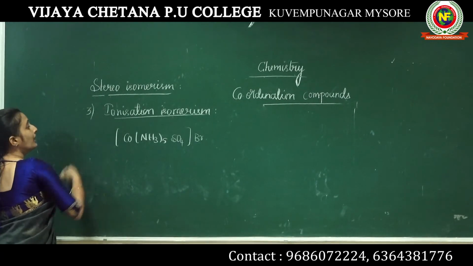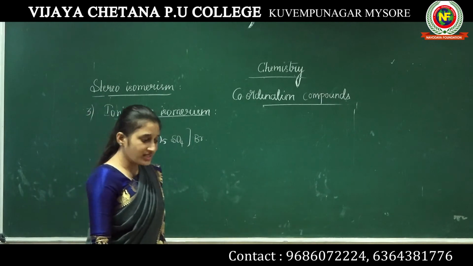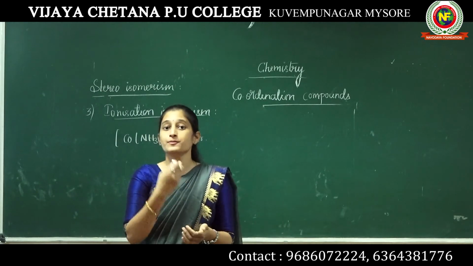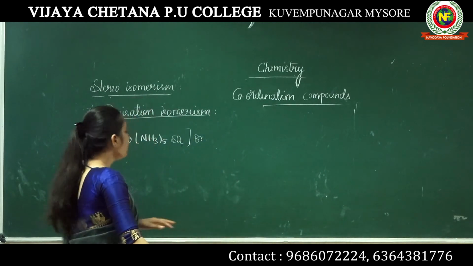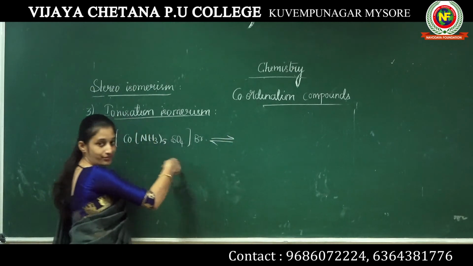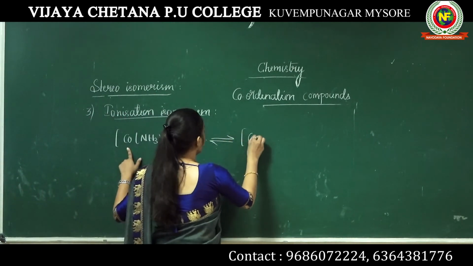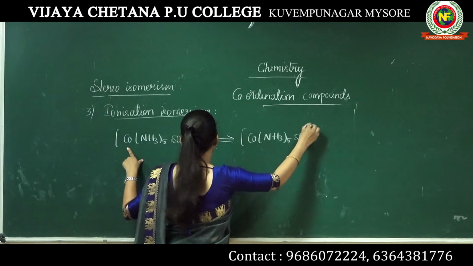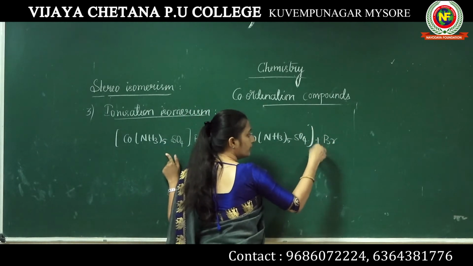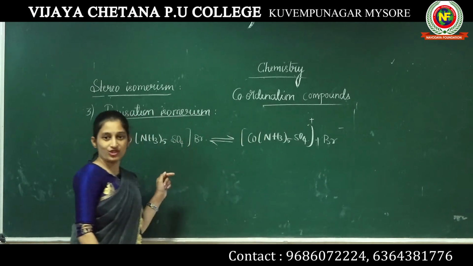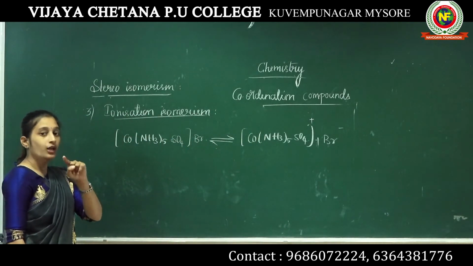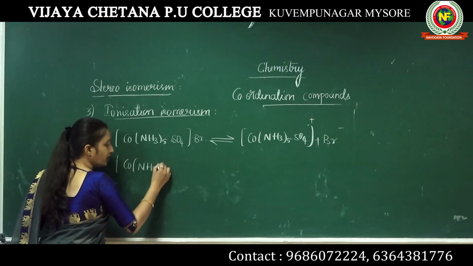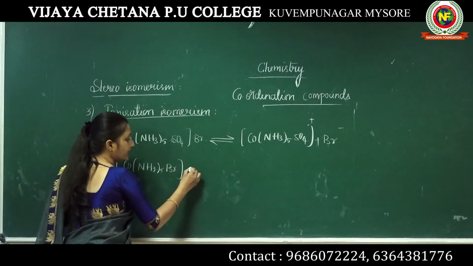Third one, ionization isomerism. What is this ionization isomerism? Ionize means splitting. Once we split, we will see the difference. How? I'm going to split this first. See, Co(NH3)5 Br, SO4. This one is carrying positive charge, this one carrying negative charge. Correct? This is one isomer. What about the other isomer? Co(NH3)5 SO4, Br.